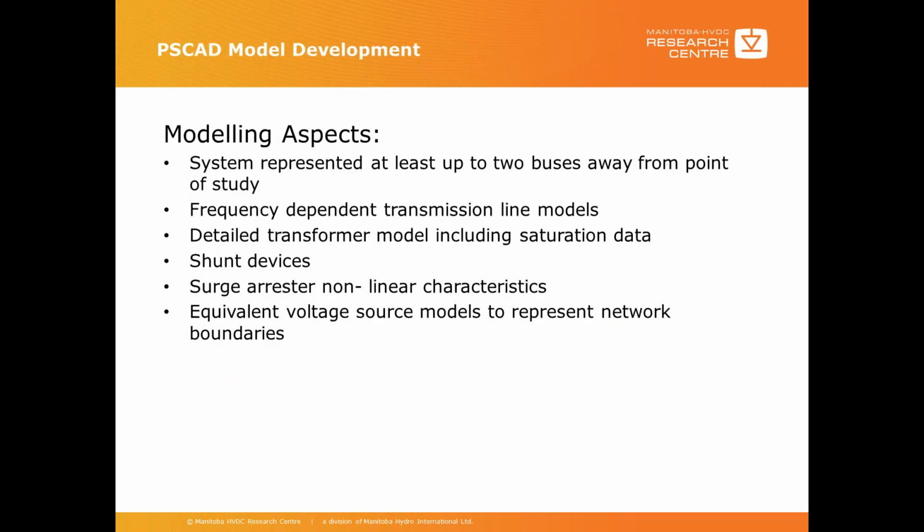In order to perform a switching study, the area of interest must be modeled correctly to capture correct switching overvoltages. Now, what do we need to include in our model? Well, the system must be represented at least up to 2 buses away from the point of study. It is recommended to use a frequency-dependent transmission line model. We'll talk about this in the next few slides. Detailed transformer model including saturation data, shunt devices, surge arresters, nonlinear VI characteristics, and equivalent voltage source models to represent network boundaries and generators.